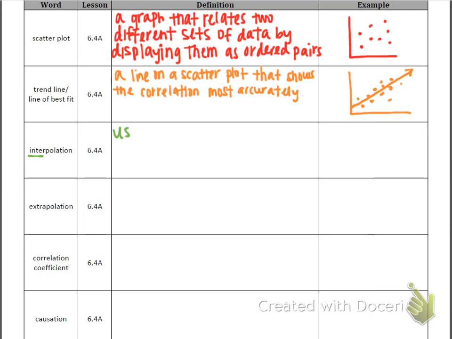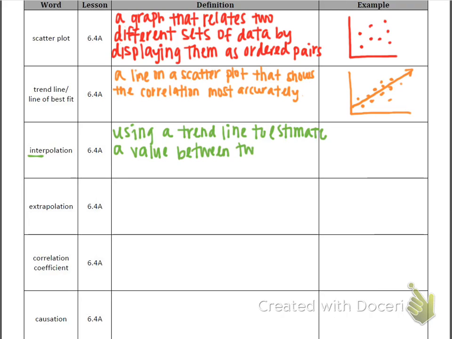So it's using a trend line to estimate a value between two known values.